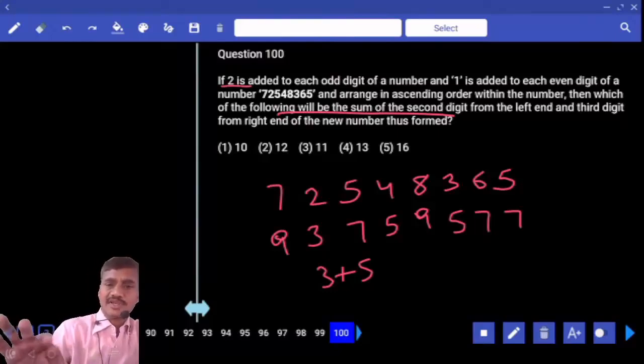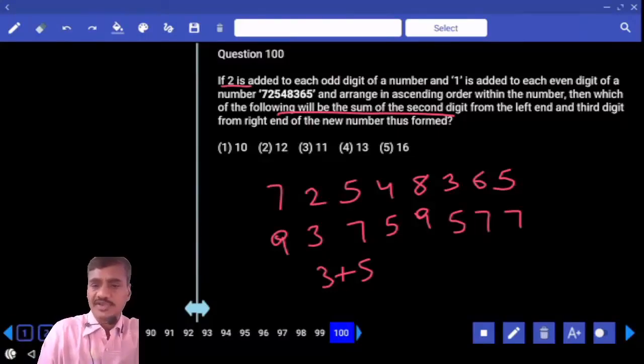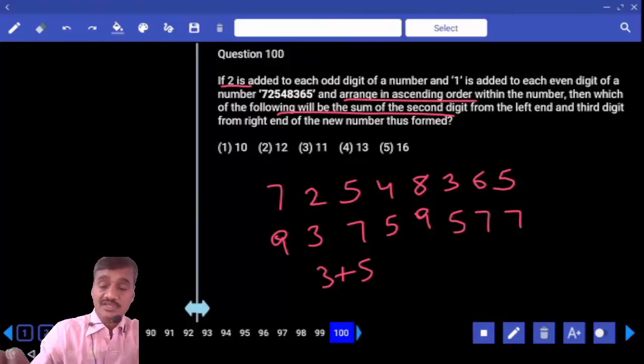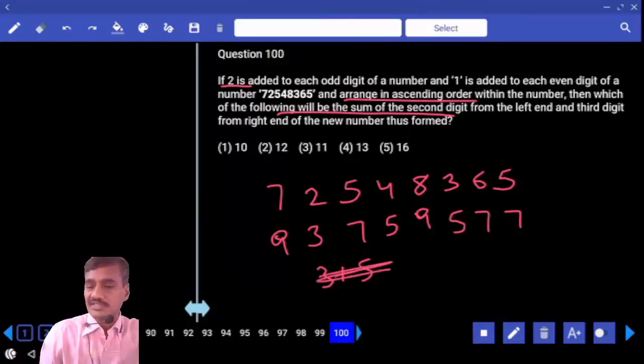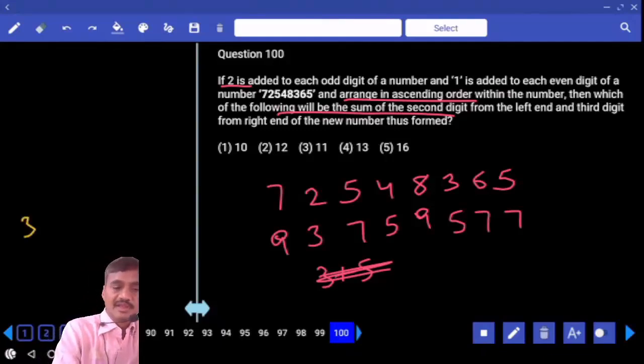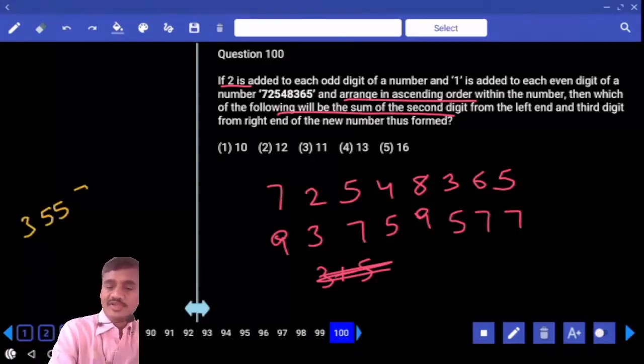Now 2 is added to each odd digit of a number. And next one, which is the sum of the second and the third, and arrange in the ascending order. Then we need to arrange all the elements in the ascending order. If we arrange in ascending order, what happens? 3 5 5 7 7 9, right?